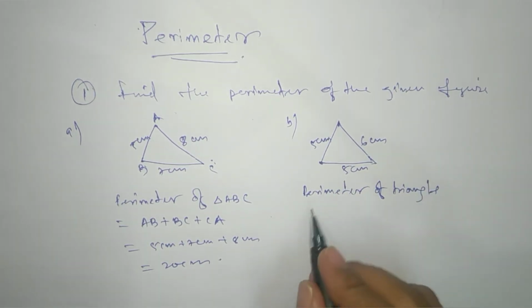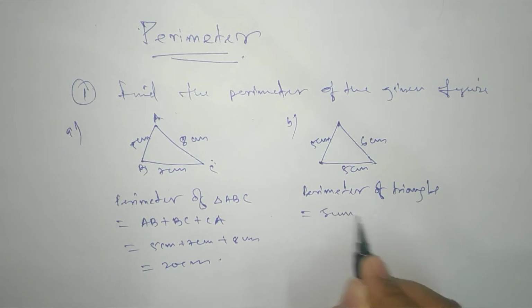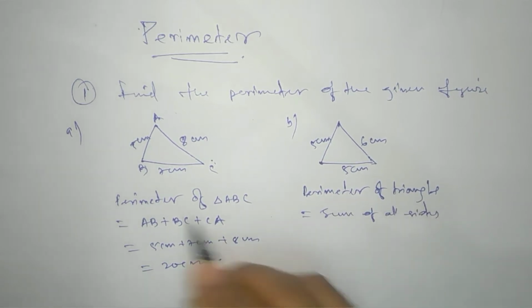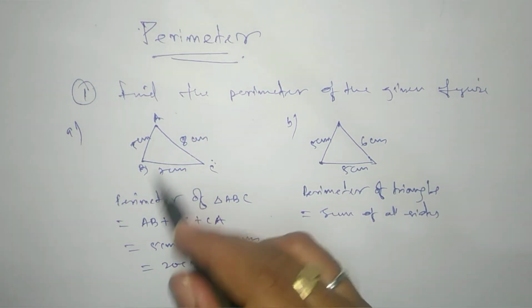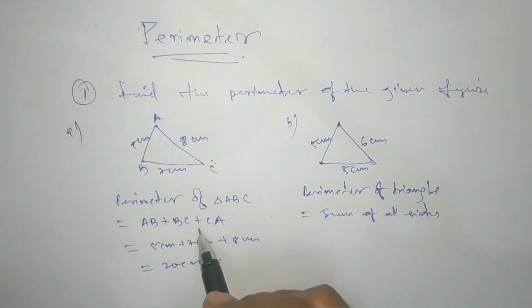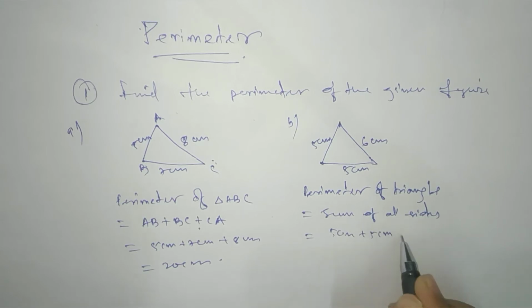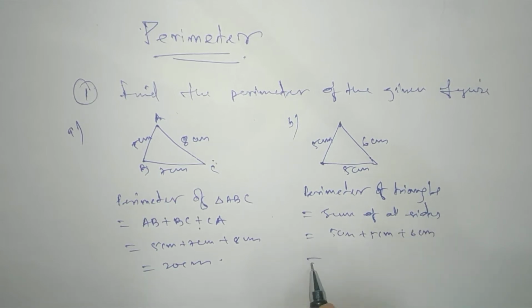So perimeter of triangle equals, which formula are we going to write? Sum of all sides. In this case also sum of all sides, but in the earlier case the side names had been given, that's why we applied that one. Here we don't have any name, so we write sum of all sides, and then we use 5 cm plus 5 cm plus 6 cm. That means 16 cm. This is the way we need to find it. Okay, next question.